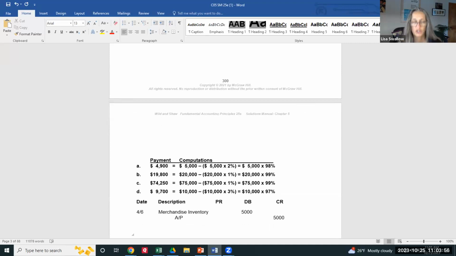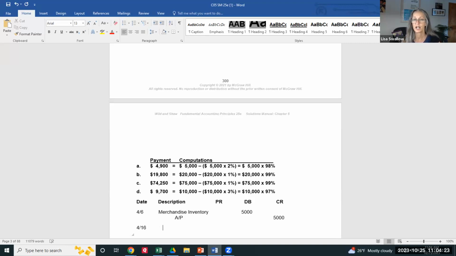So it said I get 2% off if I pay within 10 days. So the last day that I can pay this $5 grand that I owe my vendor is on the 16th of April to take advantage of the discount. And I want to do that. Okay. Now, this is how you construct the journal entry. We went over this before. I want you to think about this with me, and then we'll do the next one together.